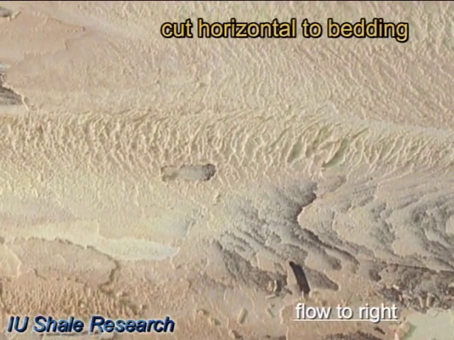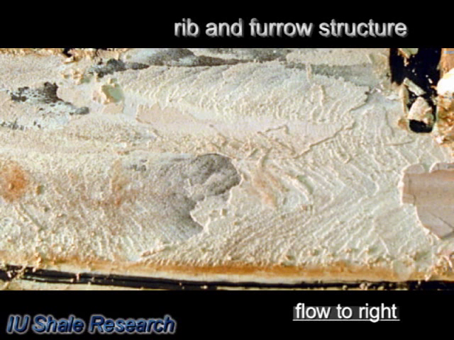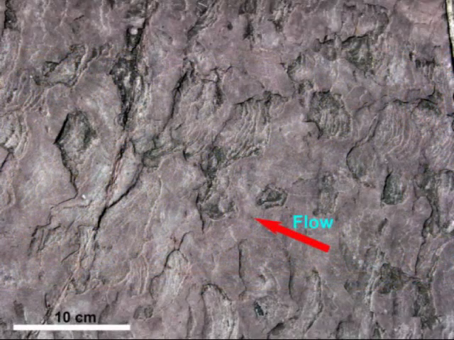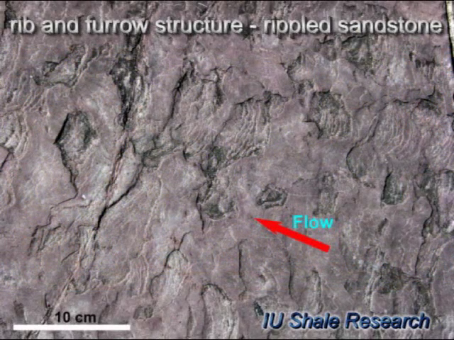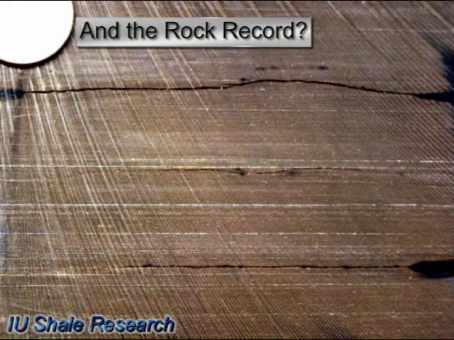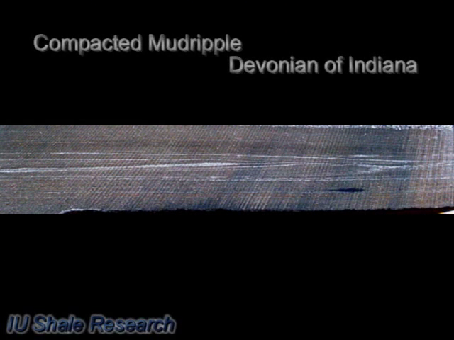This is revealed by horizontal cuts that show sets of curved ridges, the rib and furrow structure so familiar to us from ripple sandstones. Of course, once these muds are compacted, their cross-lamina will look quite parallel and horizontal, pretty much like many of the finely laminated shales of the rock record. But even this, when looked at carefully, may show evidence of compacted muddy ripples.